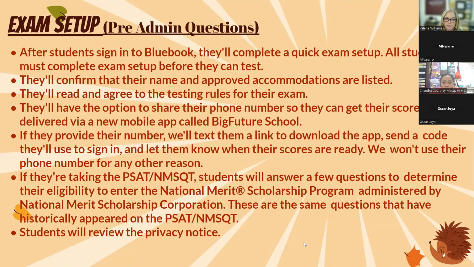All right, the exam setup, we've already talked about this. I've given you a brief overview about it. Here are some of the things it's asking. They'll confirm their name. They'll read and agree to testing rules. They have options to put their phone number in, which will give them the initial, they'll be the first people to know when the scores are in because it'll text them an alert and say, hey, your scores are in. And then if they're taking PSAT as a junior, we would encourage them to make sure that they do the questions regarding their eligibility with National Merit Scholarship Program.